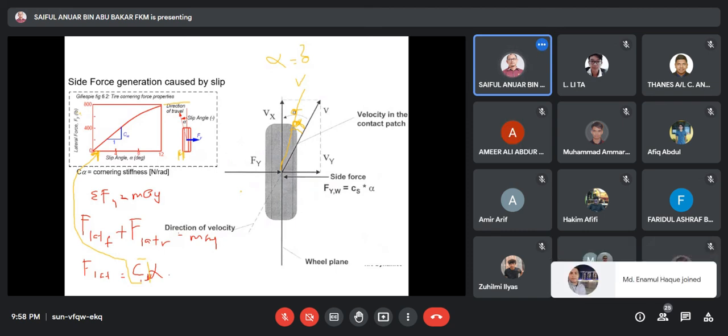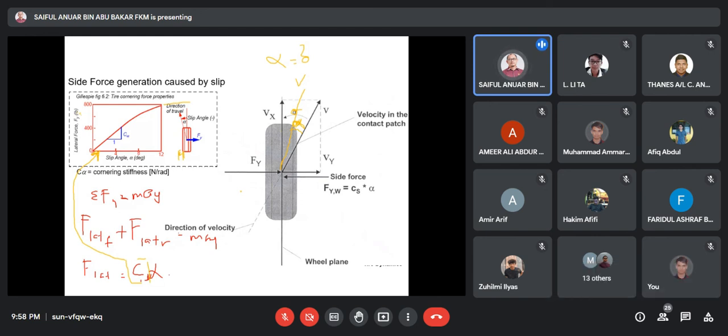Okay, for this one, for lateral force versus the slip angle, you can Google it yourself by looking for the keyword tire characterization test rig.